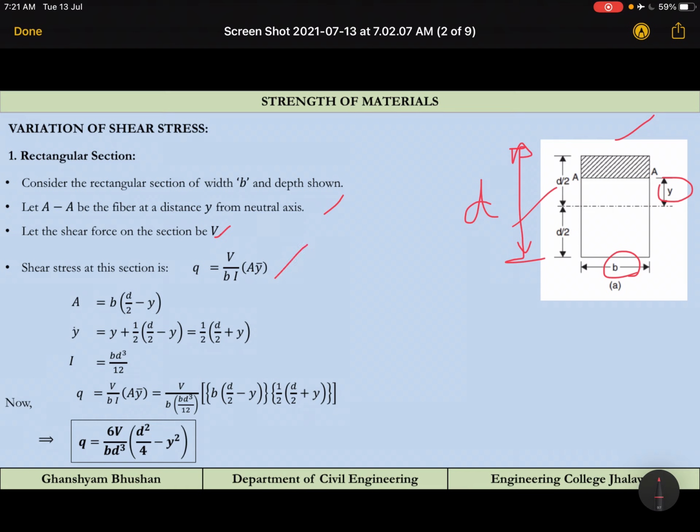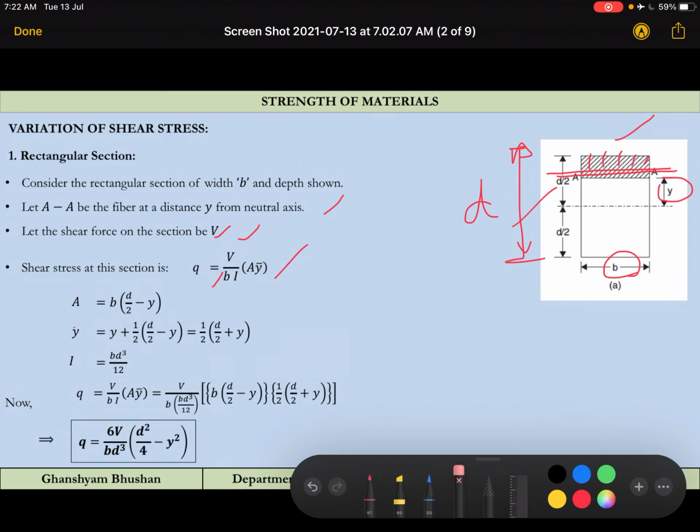Now the shear stress which we have derived is τ = VAȳ by Ib. So V is constant, B you can see is also constant, and I will be a constant, which will be BD cubed by 12. So A into ȳ we have to check. What I have told you is which area you have to take: if this is the section, the area above this section we have to take.